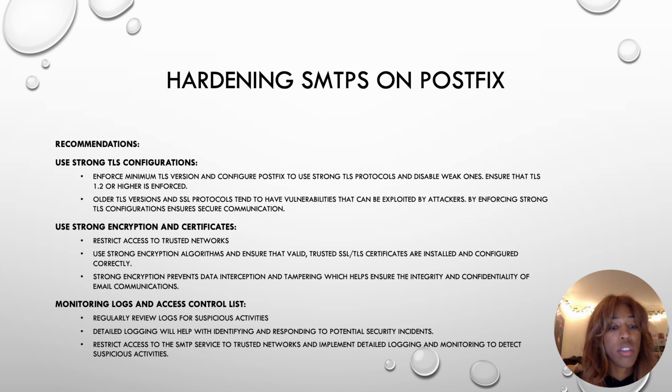Lastly, you can use log monitoring and access control lists. So regularly review logs for suspicious activities and have detailed logging that will help with identifying and responding to potential security incidents. Restrict access to SMTP services to trusted networks and implement detailed logging and monitoring to detect suspicious activities.